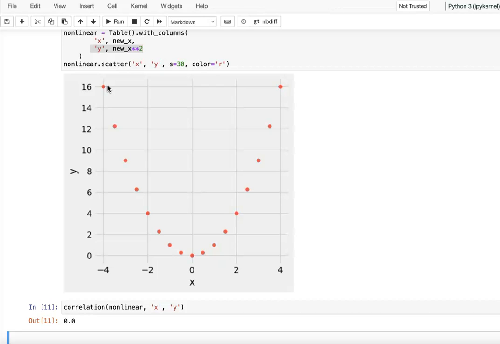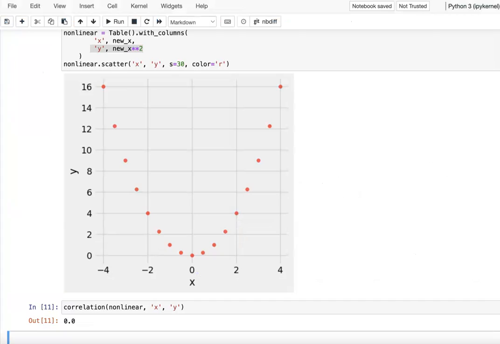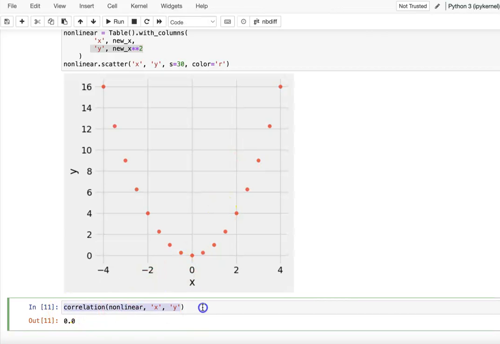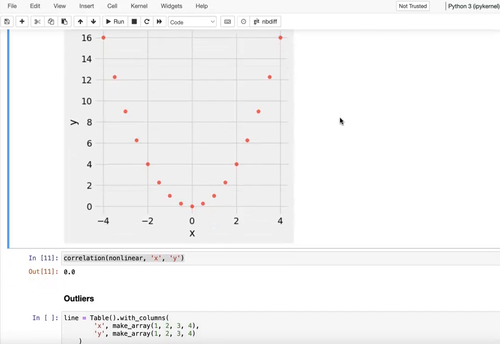However, like we said earlier, the correlation coefficient measures the linear association only. So even in our example, y equals x squared, they have a strong association, but it is not a linear association, not a linear relationship. That's why their correlation is 0. So that's the nonlinear relationship.